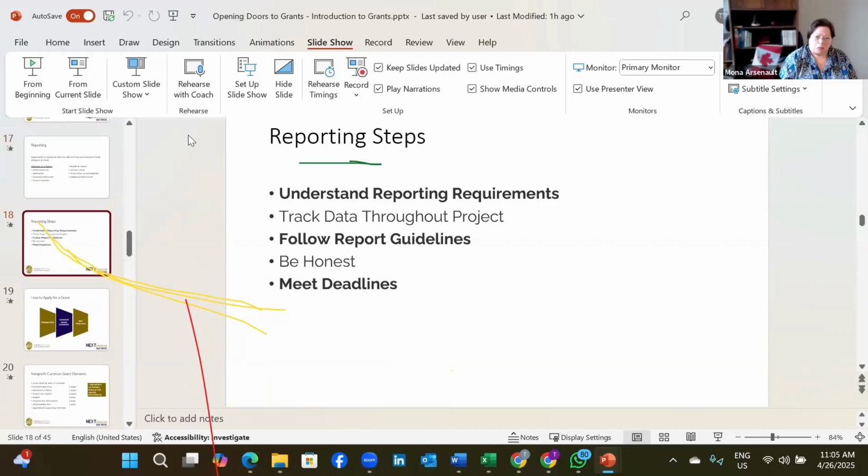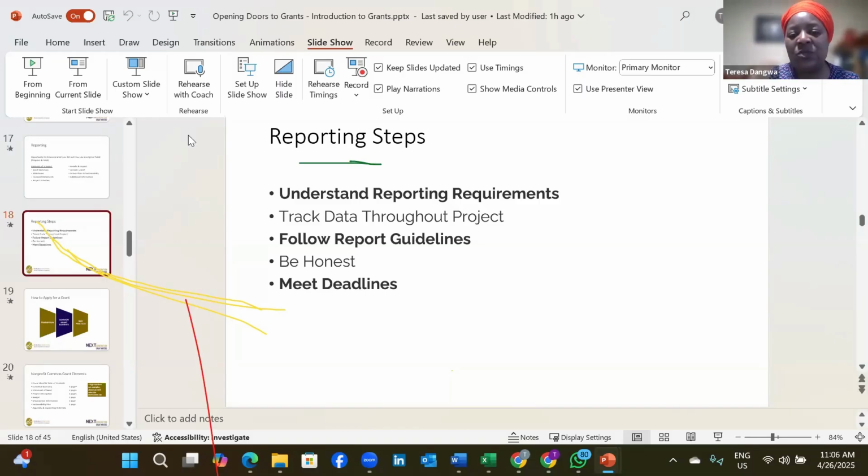So what are some of the reporting steps that you want to pay attention to? Understand reporting requirements from the instructions that you've been given. Don't assume, well, I've been reporting for 10 years, different grants, I know what is going on. Each grantor has different expectations. If they're asking you to use a specific form, then use a specific form. If they're asking you, this is how we want our report to be done, first start with this, then end with this, that's what you want to do.